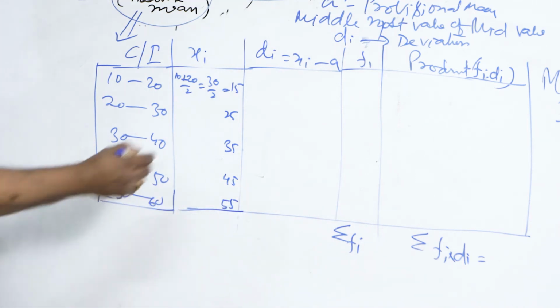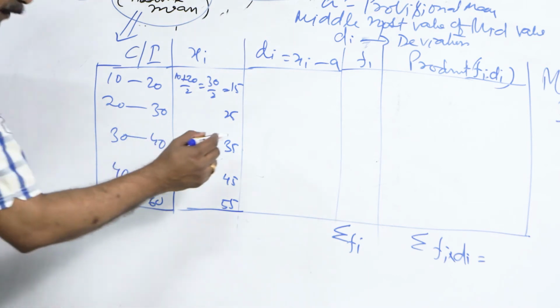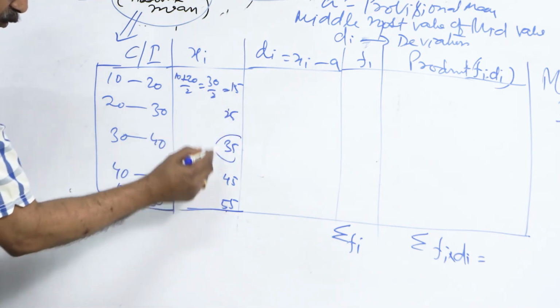Now, which one is the middle? Easily we can get the middle. 35 is the middle one. See, 1, 2, 1, 2, the middle value.